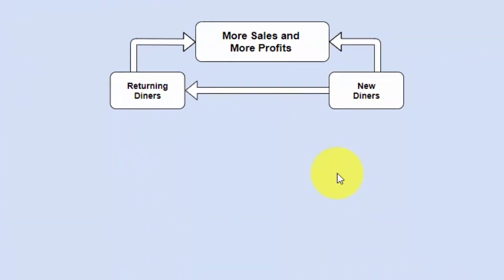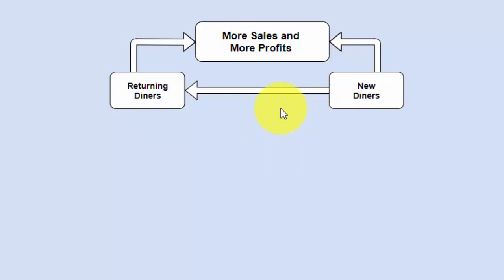I'm going to build up a flowchart for you to show you all of the parts of the system and how they all work together. We'll start with our end goal, which of course is more sales and more profits for you. And as I mentioned, we're going to achieve this by tempting your existing diners to return to you more frequently, and at the same time attract lots of new diners to you, who in turn then become returning diners.